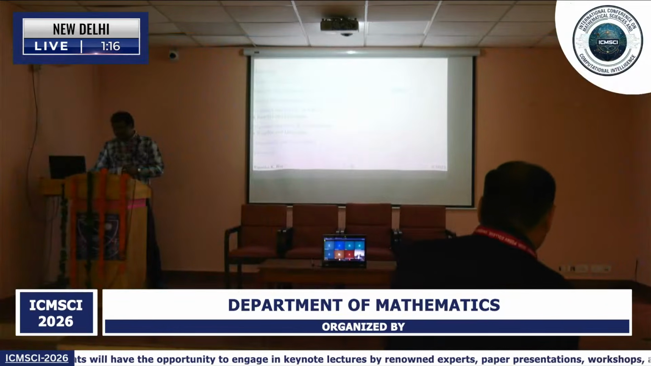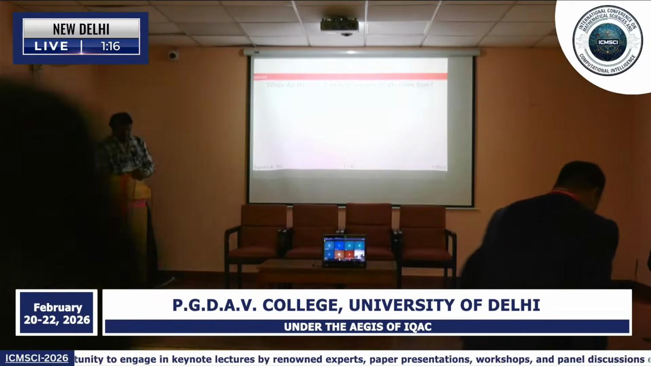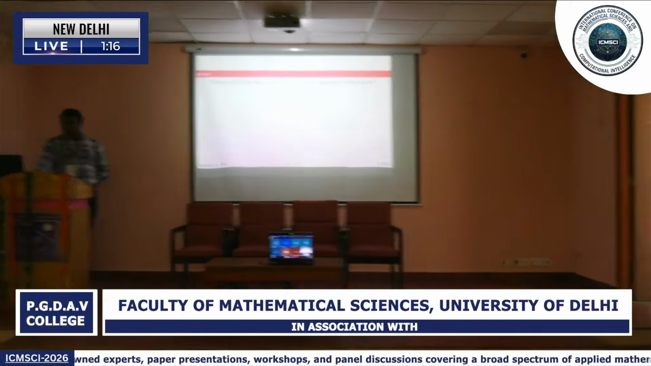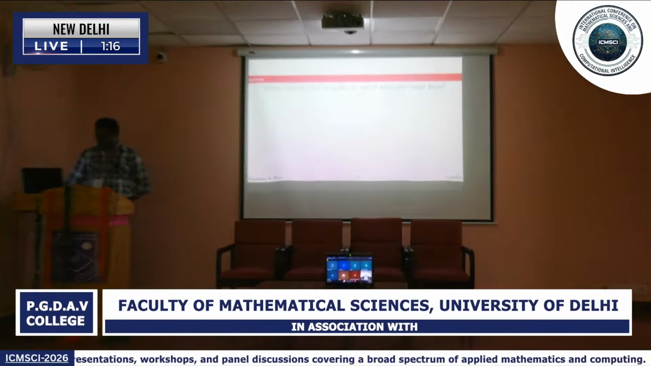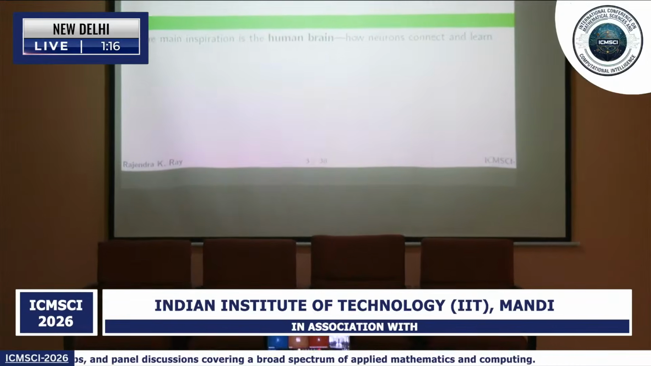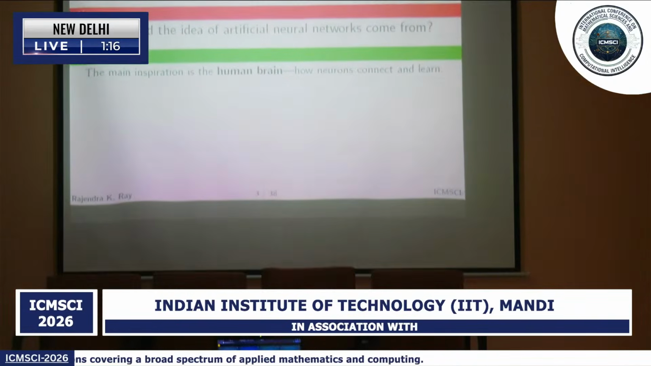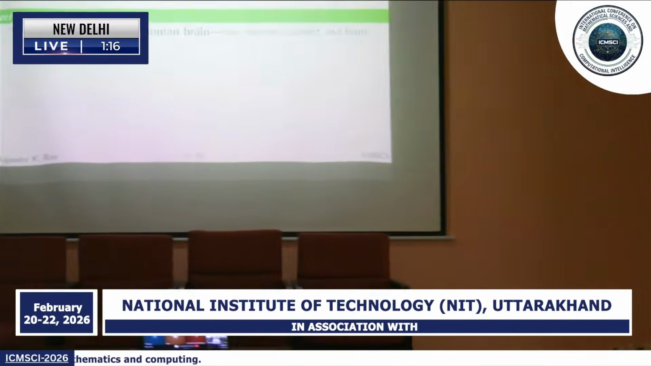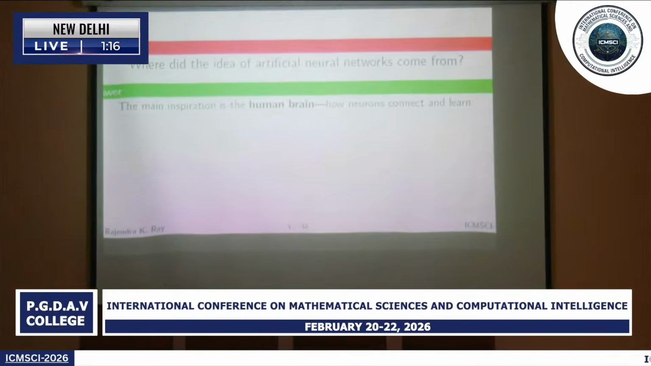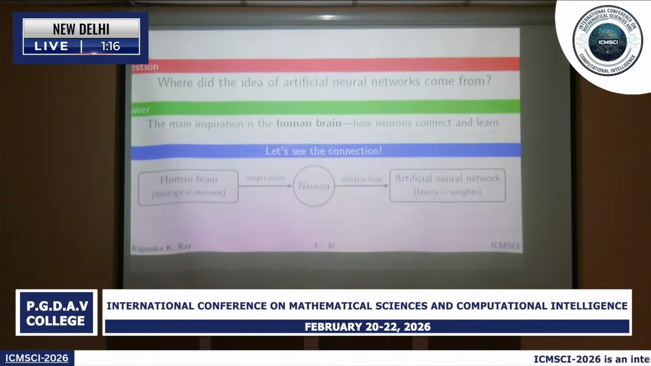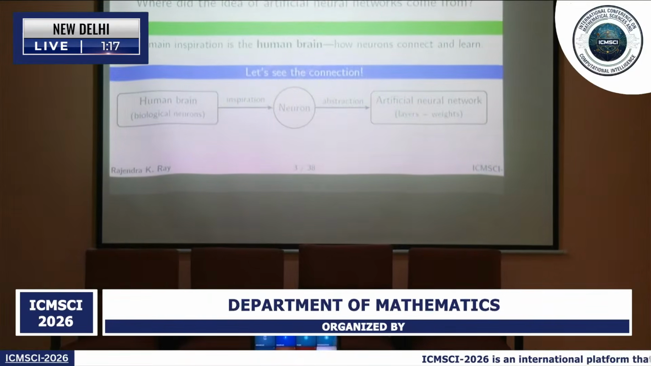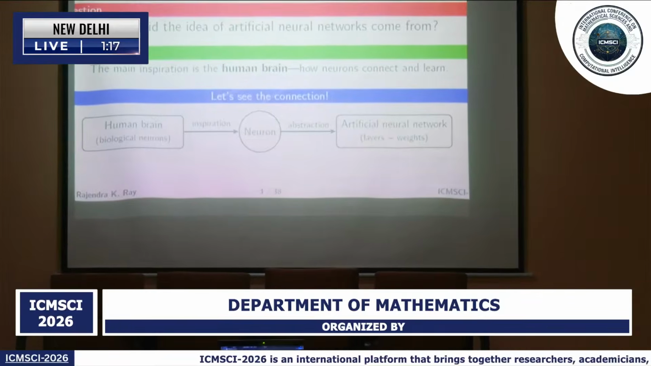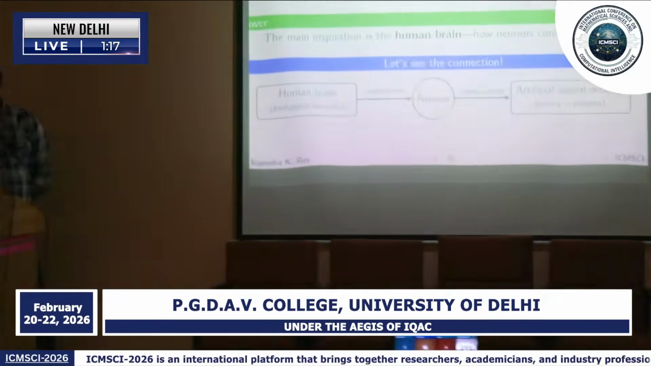So when I say the word PINN, where did the idea basically come from? If you see, the first idea came from the human brain. If I can mimic the work of the human brain, what a neuron does, and replicate that idea, then this is basically the artificial neural network, which works as an abstraction of our human brain system.